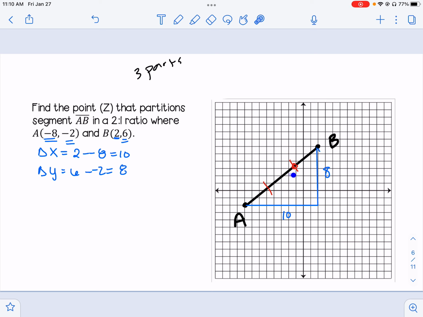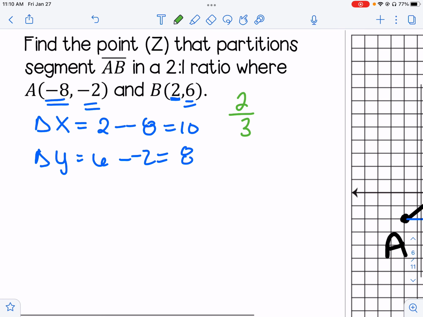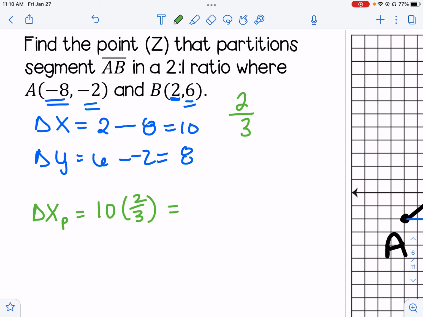But I don't want to go the entire way. I want to go 2/3 of the way. My ratio tells me that I really just want to go 2 of the 3 total parts that I can go. So we know that if we want to find a portion of a whole, we just multiply. So what I really want, I'm going to call this delta x of the partition. How much I actually want is just the total times that fractional amount. How much do I really want? Which here is going to be 20/3.